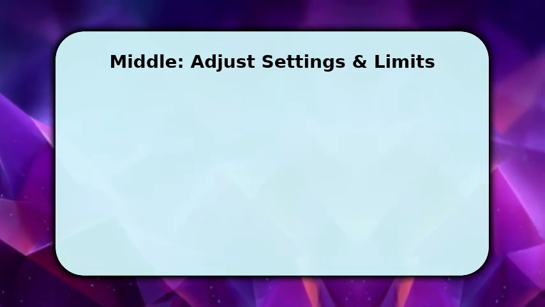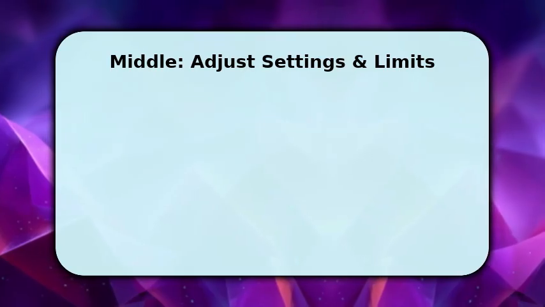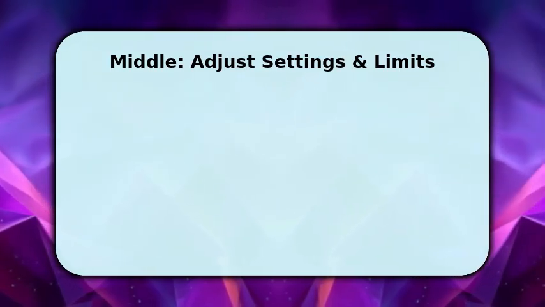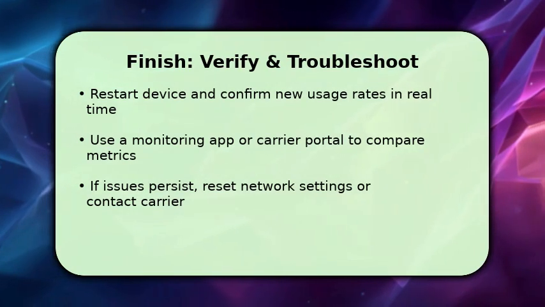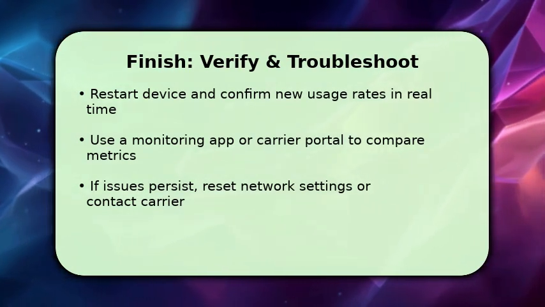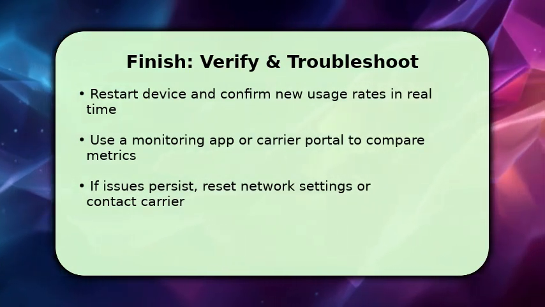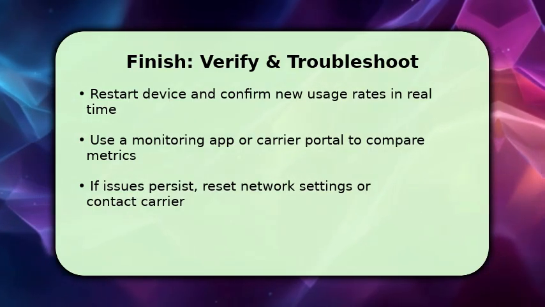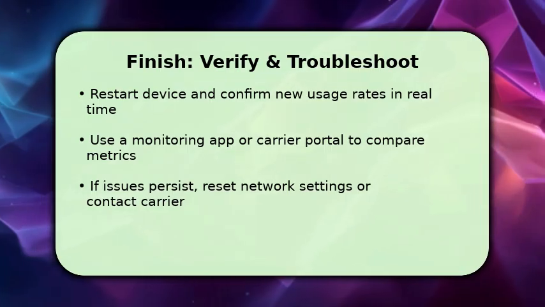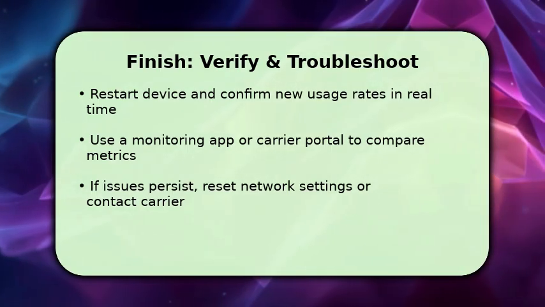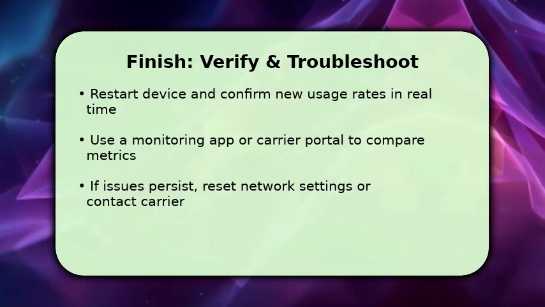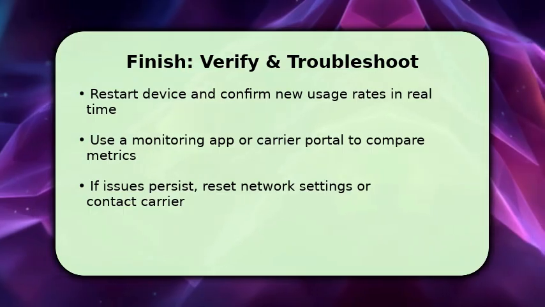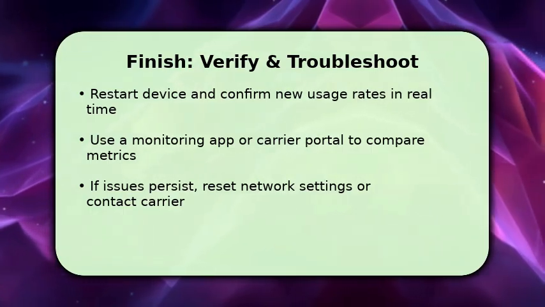These steps finish by validating changes and preparing a fallback. Restart your device so settings take effect, then watch live usage for several hours to confirm lower rates. Use a trusted monitoring app or your carrier portal to compare numbers and ensure the warnings no longer recur. If usage still behaves oddly, reset network settings to clear rogue configurations. And if discrepancies remain between device and carrier, contact the carrier with screenshots. One troubleshooting tip: log timestamps of spikes to pin.